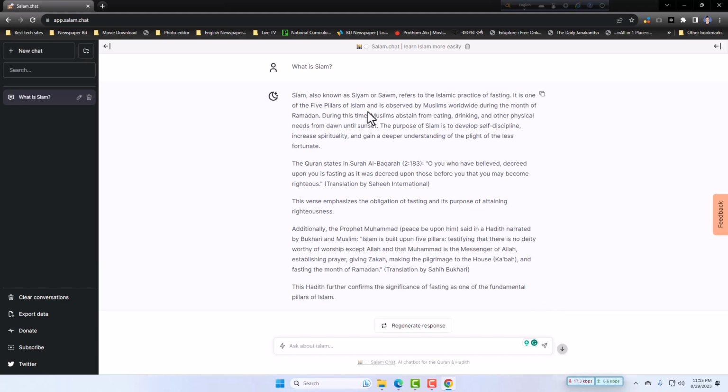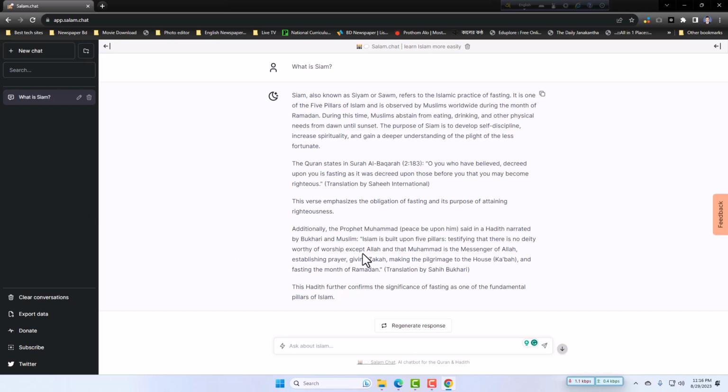Look at this. Siam, also known as Sawm or Saum, refers to the Islamic practice of fasting. It is one of the five pillars of Islam and is observed by Muslims worldwide during the month of Ramadan. How fast, very. And you can also see the reference here. The Quran states in Surah Al-Baqarah: who have believed, decreed upon you is fasting as it was decreed upon those before you, that you may become righteous. Translated by Sahih International. This is the reference, and also you can see here Sahih Bukhari.